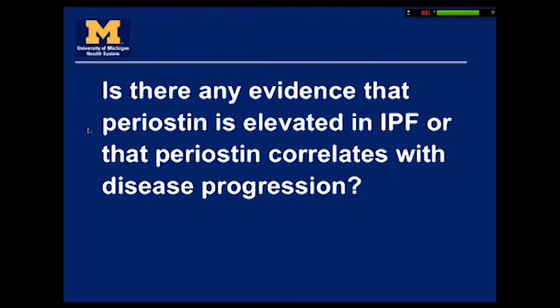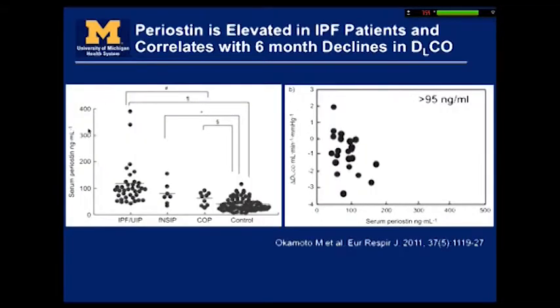So with that background, we were very interested in knowing whether there was any evidence in IPF for periostin to be upregulated and whether it could be contributing to the disease progression. And we were unfortunately scooped. But the first group to do this was Okamoto's group from Japan, and they showed that in the serum of control patients versus patients with IPF or fibrotic NSIP, the serum levels of periostin that they could measure in these patients were in fact elevated over the serum levels that they could measure in control patients.